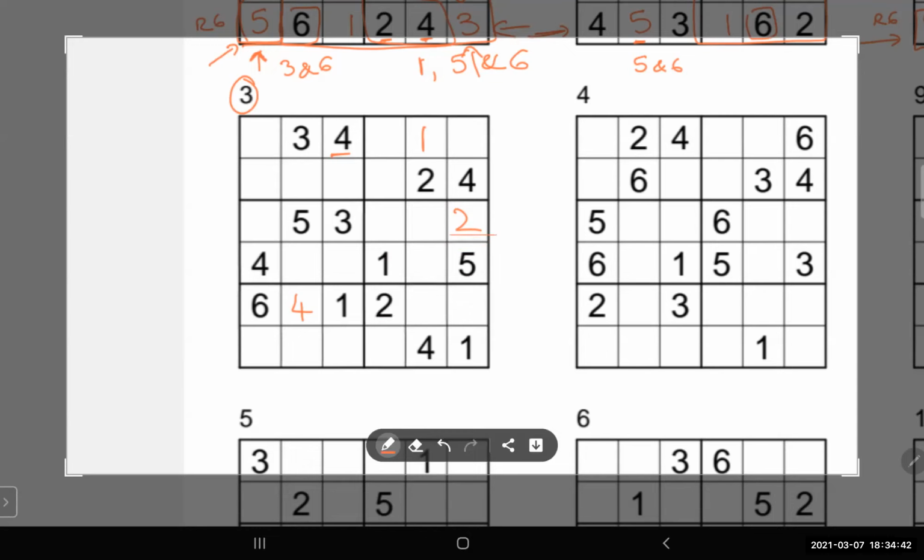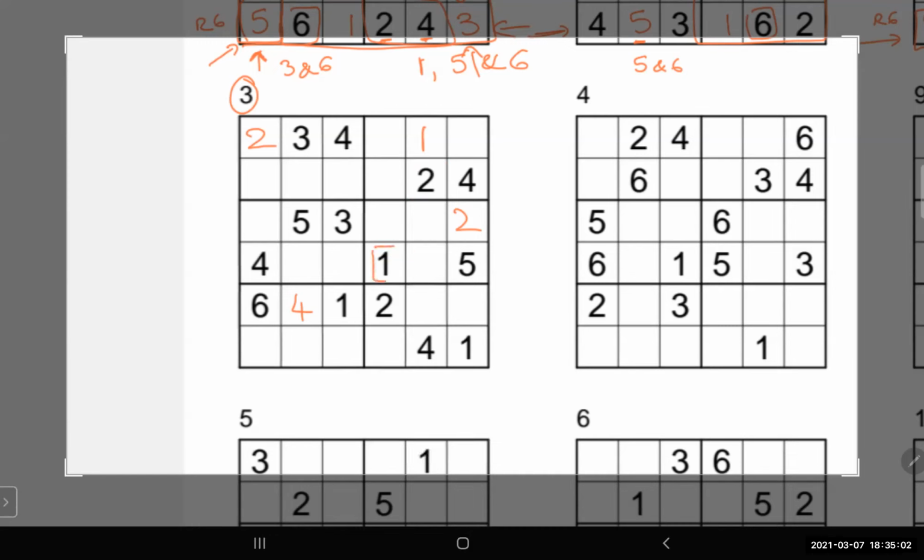Are you with me? Yes, sir. Okay. Now I have 2 here in grid 2. So can I have 2 anywhere here? No. So the answer is 2 on the top. So I'm eliminating the cells where a number cannot come. And if there is only one cell left, I'm writing that number.